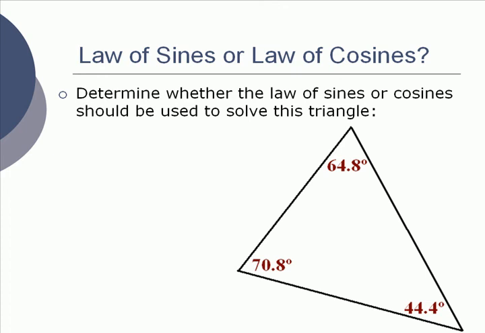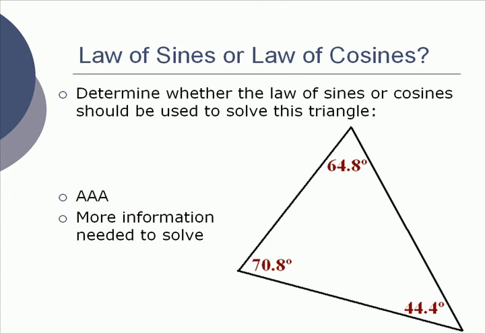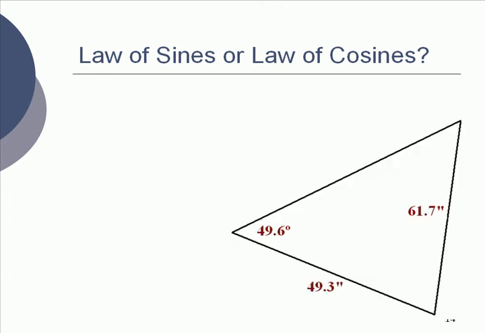You have angle, angle, angle, and you should use no chance. You can't solve it. We need to know at least one side to determine the size of it. We could have dozens of different triangles that meet these criteria, some small, some big. We've got to know at least one side length.